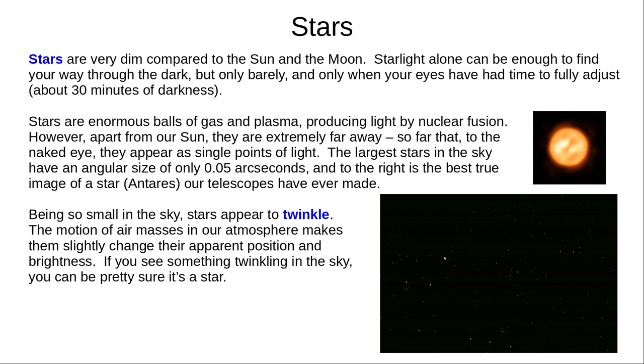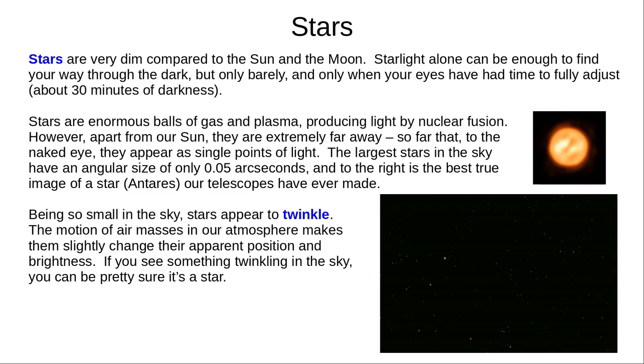Stars are much dimmer. The thousands of visible stars can give enough light to make your way through dark country roads, but only when your eyes are fully dark adapted. Stars are enormous balls of gas and plasma producing light by nuclear fusion, but they're so far away that they appear as a single point, with the largest having an angular size of only 1/20th of an arcsecond. Even our best telescopes can only resolve them to a few pixels.